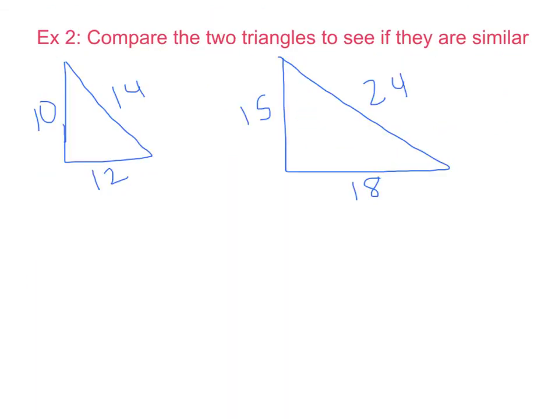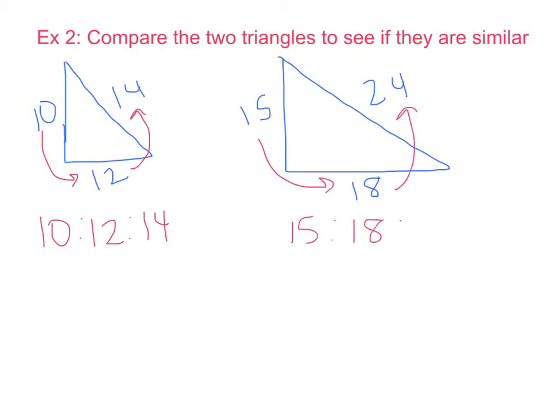Alright, so now let's look at these triangles and figure out if they are similar. So remember, typically you're going to start with the lowest one, so 10 to 12, 12 to 14. And we're going to look over here. This one's going to be set up 15 to 18, 18 to 24. And now we want to find their lowest values.